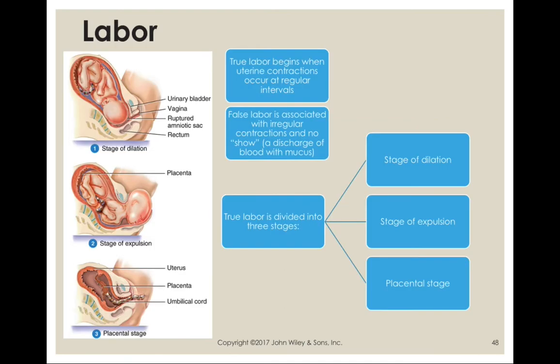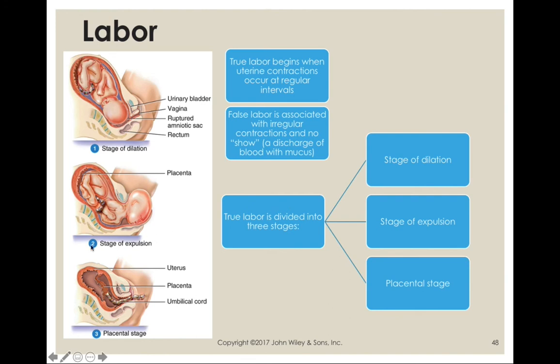You can see here that labor is separated into 3 different stages: the stage of dilation, which we can see here, the stage of expulsion, which we can see here, and the placental stage, which we can see here. Now, the stage of dilation is when the cervix is going to dilate and the amniotic sac is going to break. This is going to cause amniotic fluid to leak out of the vagina, and this is going to indicate that it's time for the baby to be born.